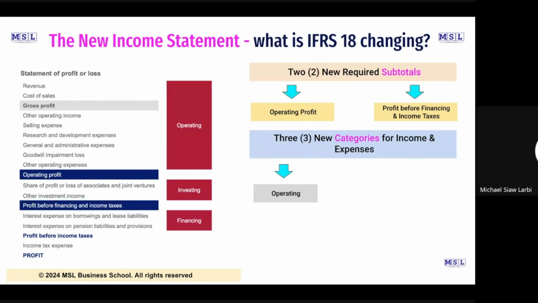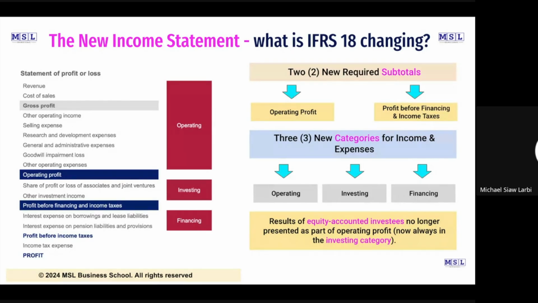All right. Then we have 3 new categories for our income and expenses as well. So we have operating income and expenses, investing income and expenses, and financing income and expenses, right? So these are also 3 new categories for both income and our expense. I mentioned that this is not the same as the categorization we already had in our cash flow statement. So result of equity accounted investees. So you go to IAS 28, your associates, your joint ventures that you account for using the equity accounting method. Their results are no longer presented as part of operating profit. They are in investing now.